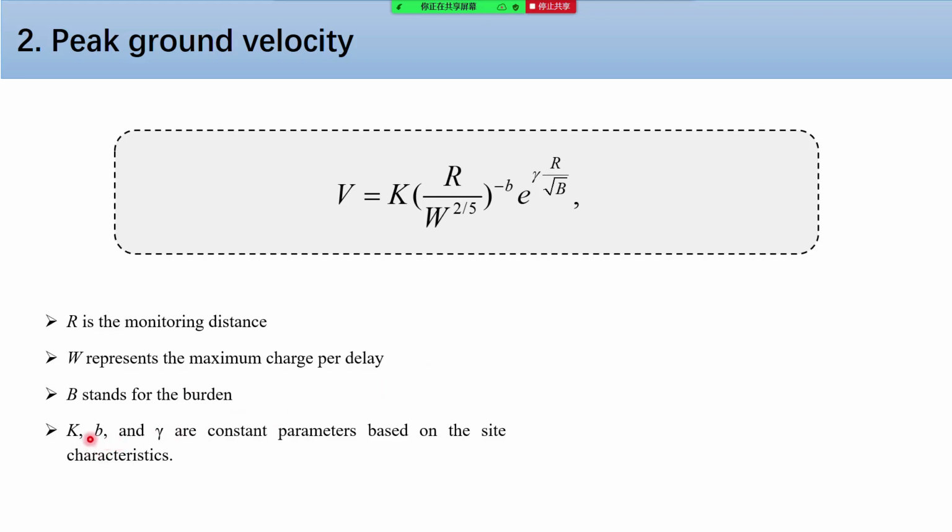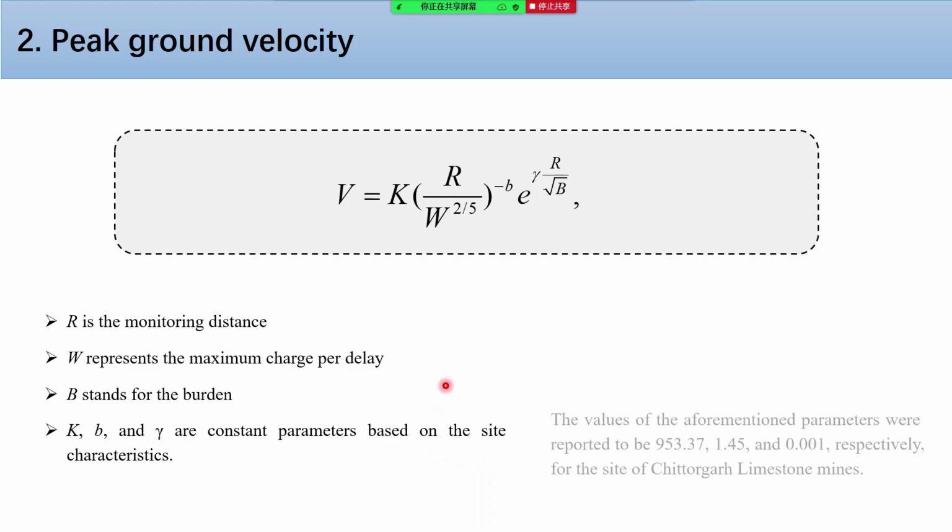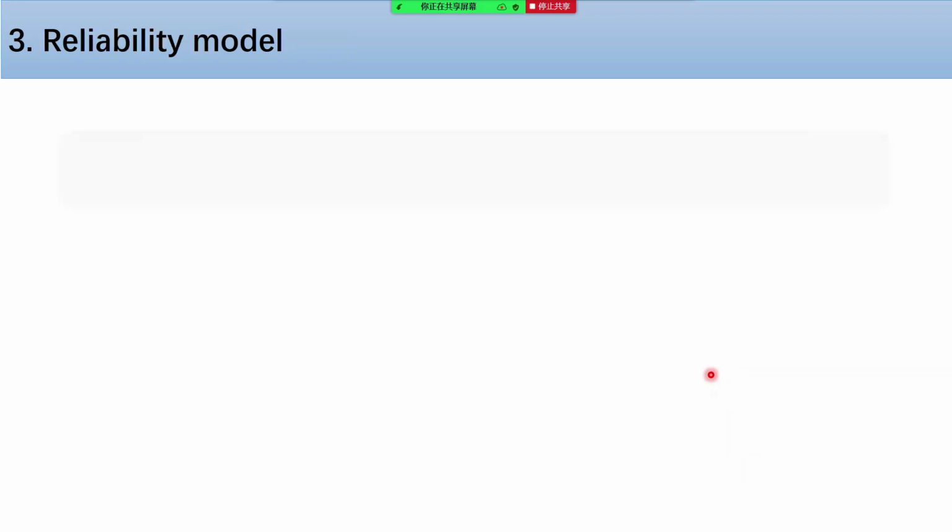And B is the burden, which is the burden above the explosion point. And we additionally have a few parameters like K, B, and gamma, which need to be calibrated based on a specific site. So for that, I just chose a mining site in India, and I got the values of K, B and gamma as shown here. So having this deterministic relation in hand, I further go through the reliability model.